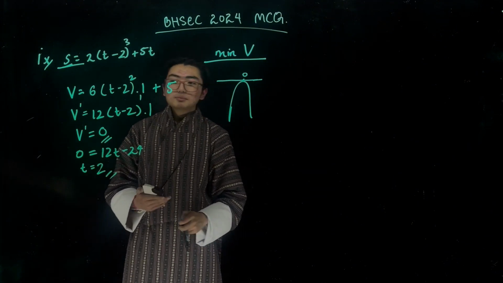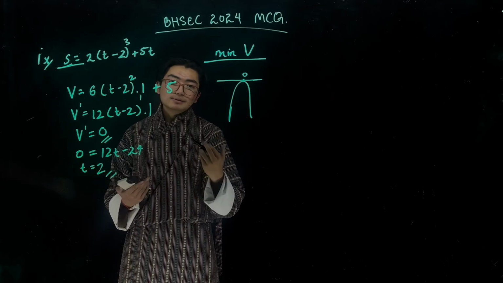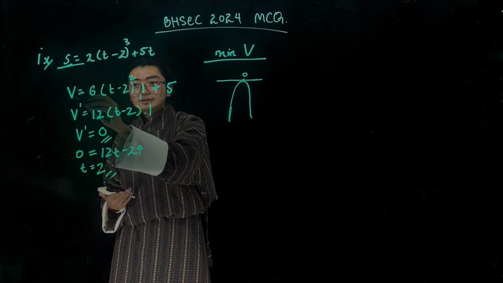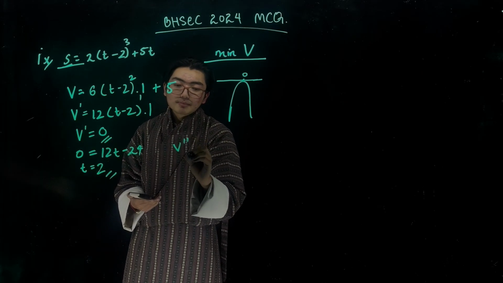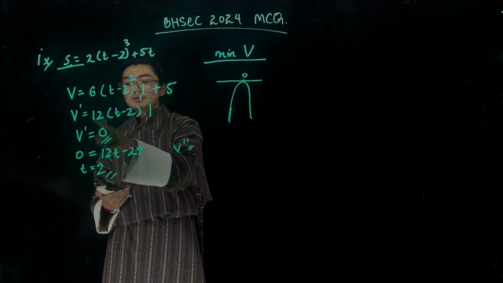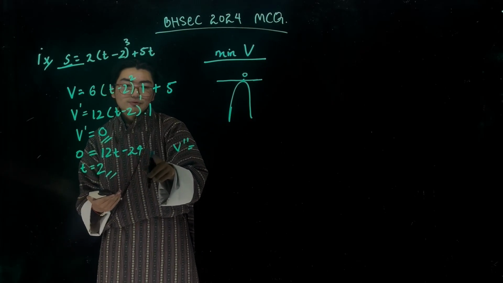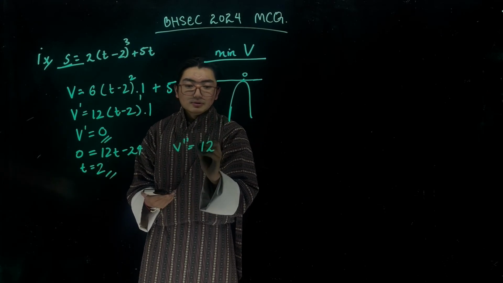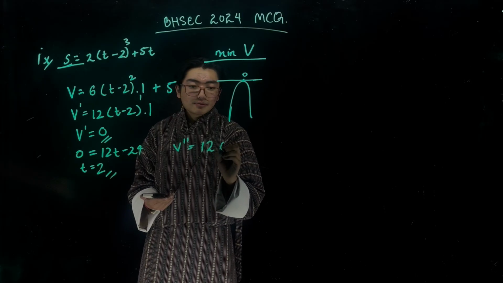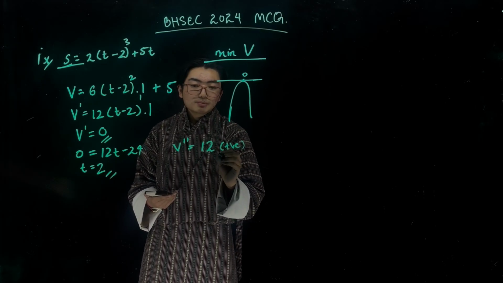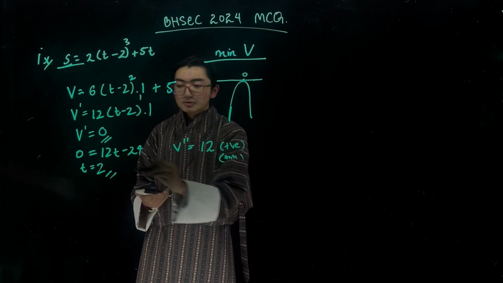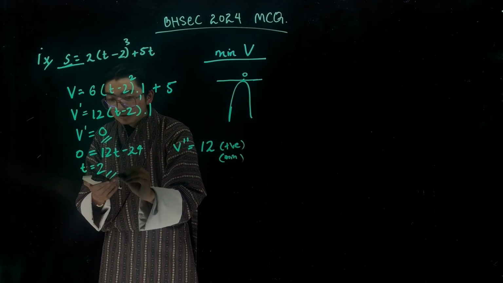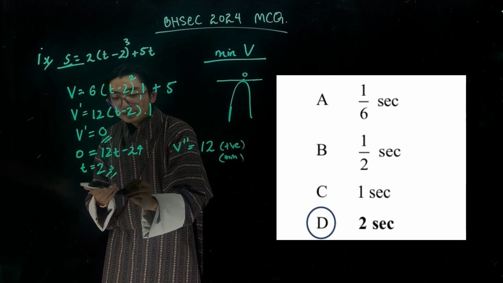Now, we know that when finding maximum or minimum, we must find the second order derivative or more depending on the question. So let's find the second order derivative of velocity. So now v double prime equals, so v prime is 12t minus 24, so 24 is a constant, it becomes 0 and we get 12. Now since 12 is positive, we know that this point is a minimum. So basically velocity is minimum at time t equals 2 seconds, which is your option D.